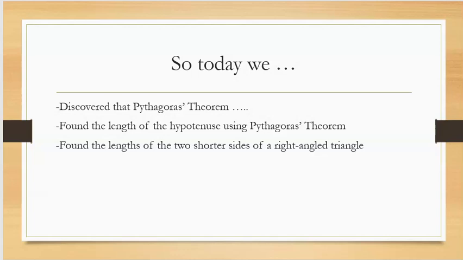So today we discovered that Pythagoras' theorem means when you add the squares of the two smaller sides of a right-angled triangle, it will equal the square of the longest side, known as the hypotenuse. We also found the length of the hypotenuse using Pythagoras' theorem, and then we also found the lengths of the two shorter sides, known as legs, of a right-angled triangle.